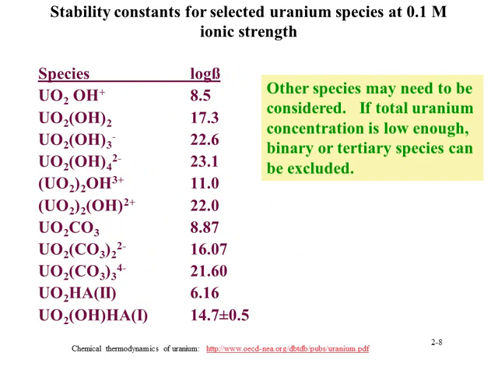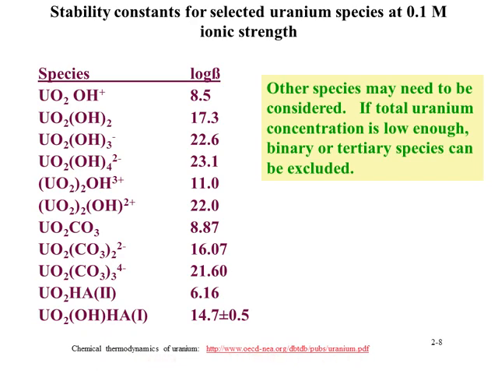Lucky for us, there are extensive databases available that can provide complexation constants for a number of species. Here are listed some of the relevant complexation constants for the uranium species that we've discussed. So here are the hydroxides, here are the carbonates, here are the humic acids. A lot of this data is available for uranium from the chemical thermodynamics of uranium. The link is listed here. The link is also on the web page.